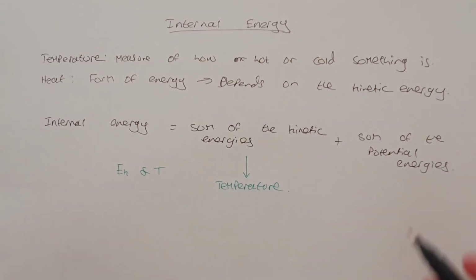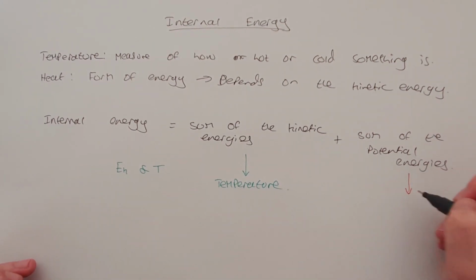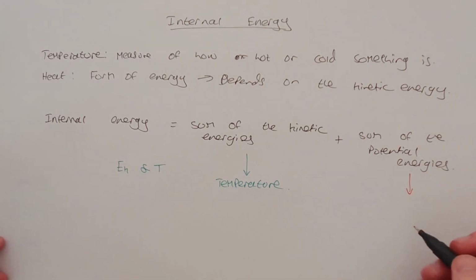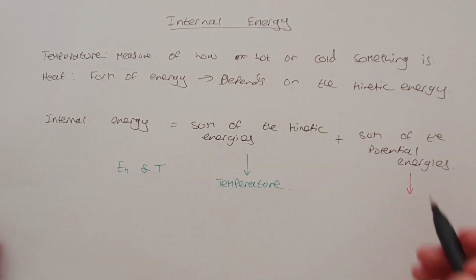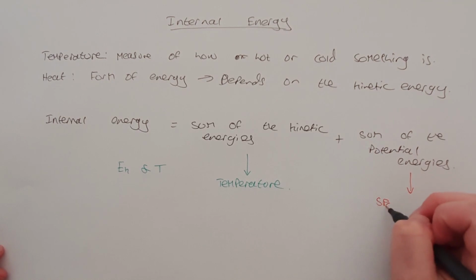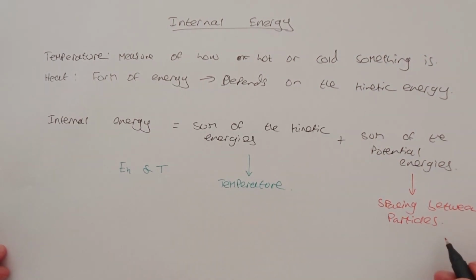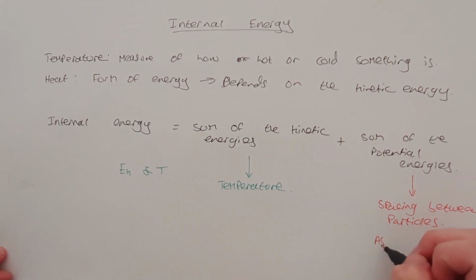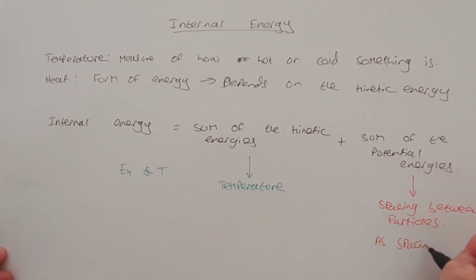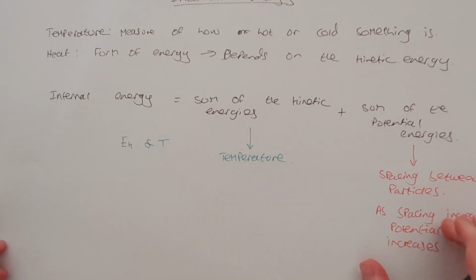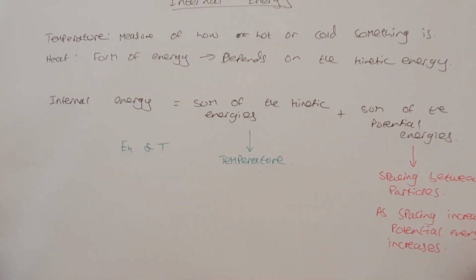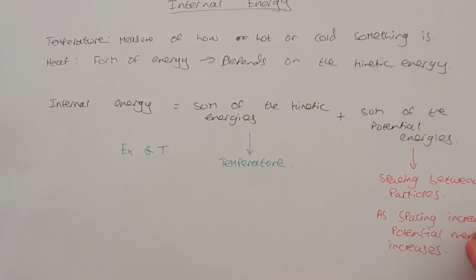However, we have to consider potential energies. Now, potential energy is not gravitational potential, but the potential energy is concerned with the spacing between particles. That means that as the spacing increases, the potential energy increases. That means my gas has the most potential energy because my particles are the most spread out in this state of matter.